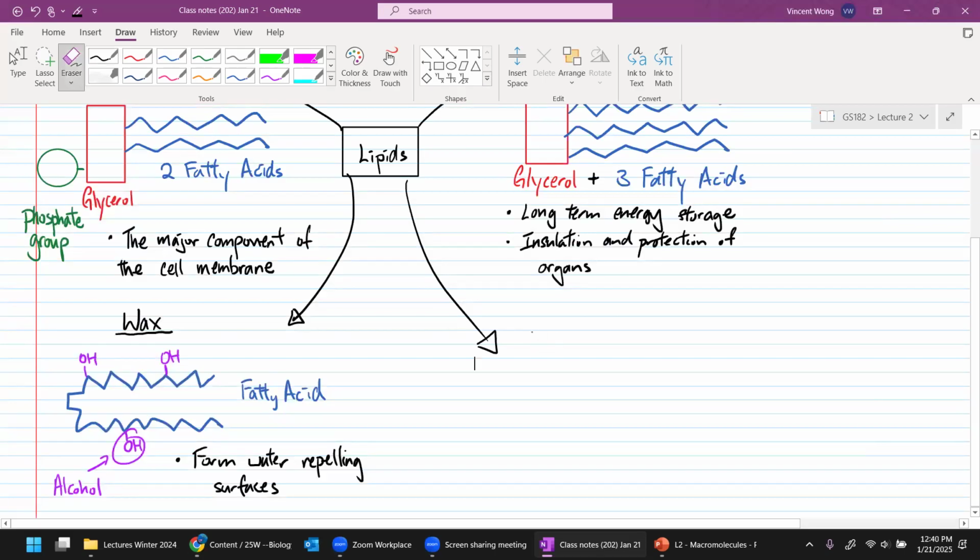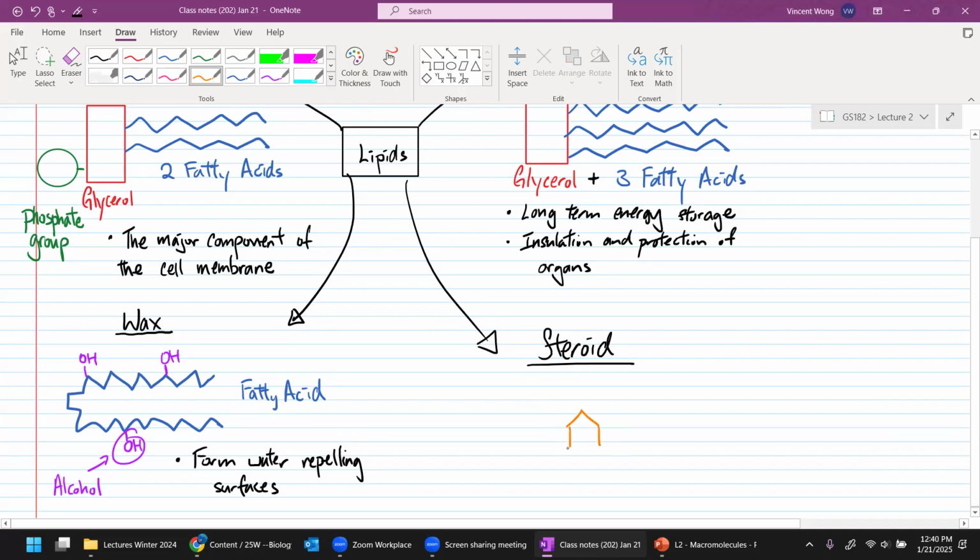Just one more here. Steroid. When you hear the word steroid, maybe what comes to your mind is doping, right? Drug that would enhance performance for athletes, for example. But your body actually makes steroids, and we need steroids for normal bodily functions. And steroid goes like this.